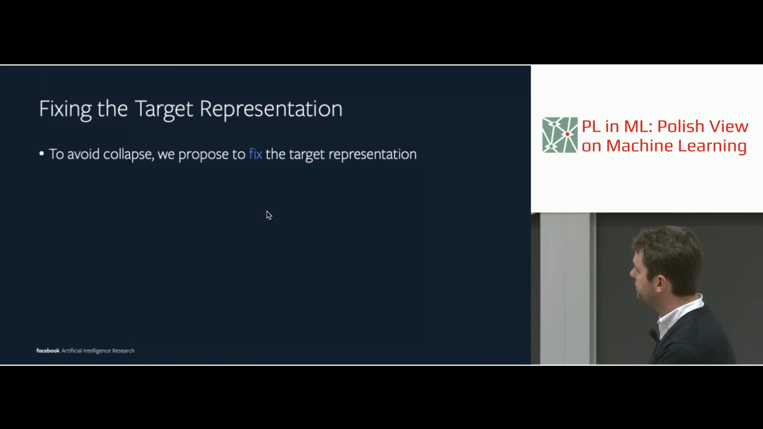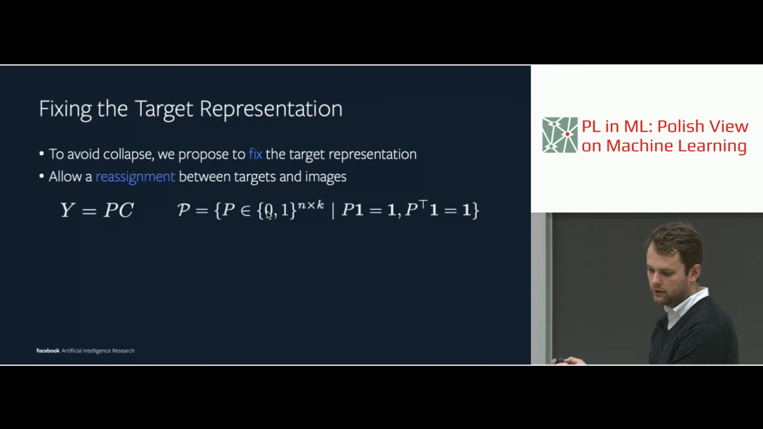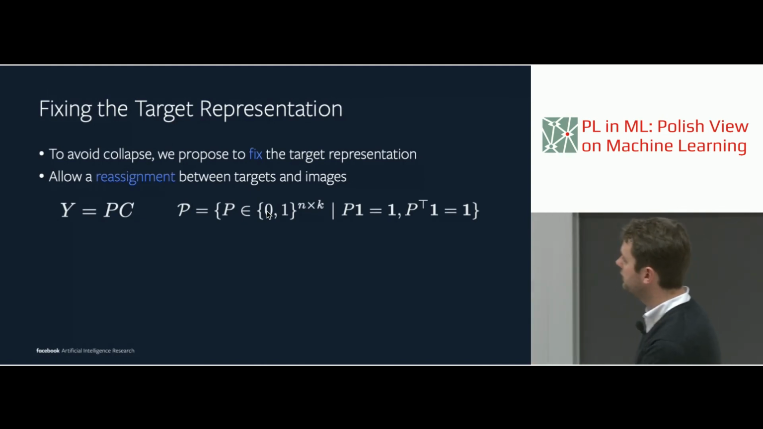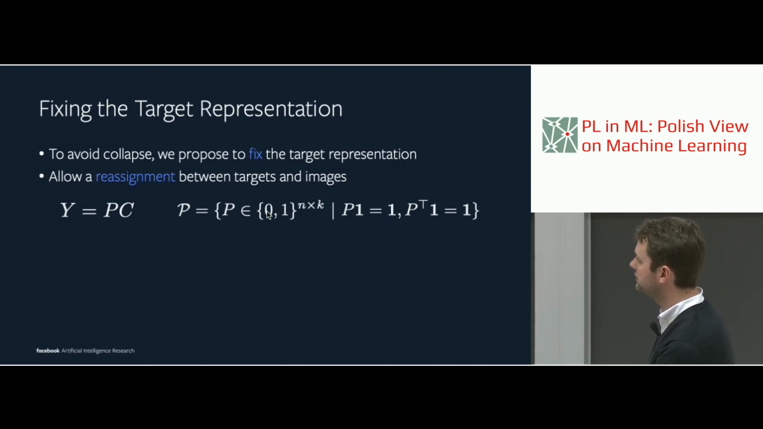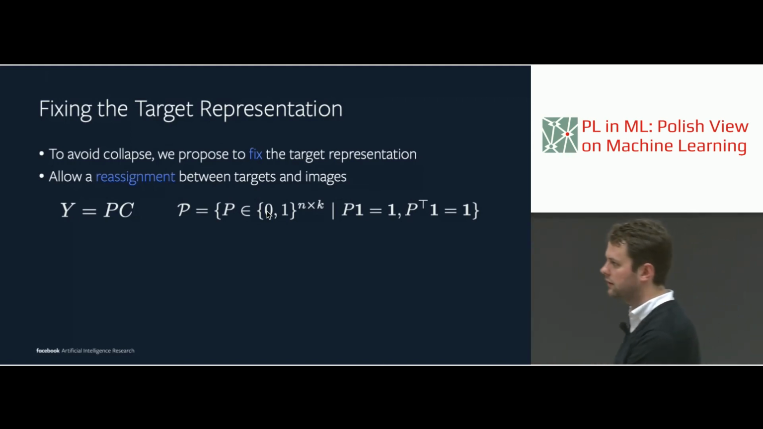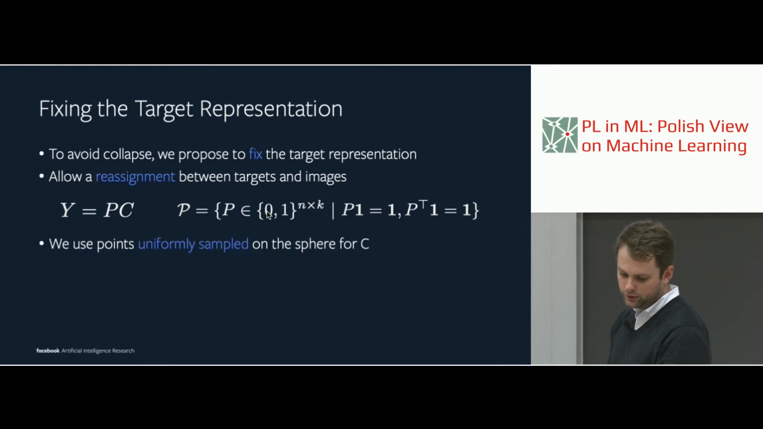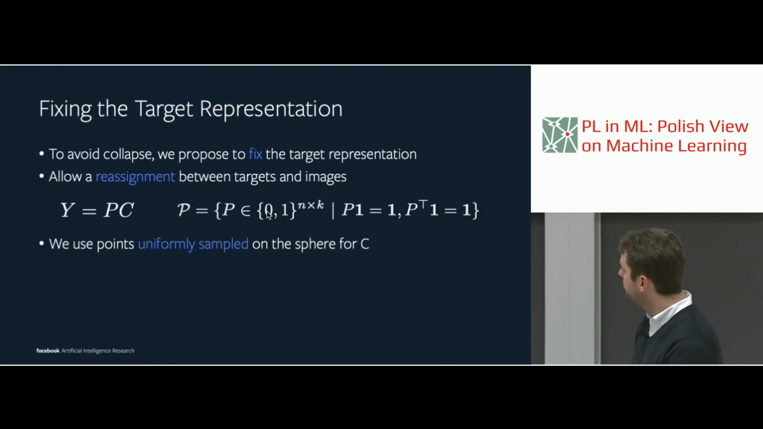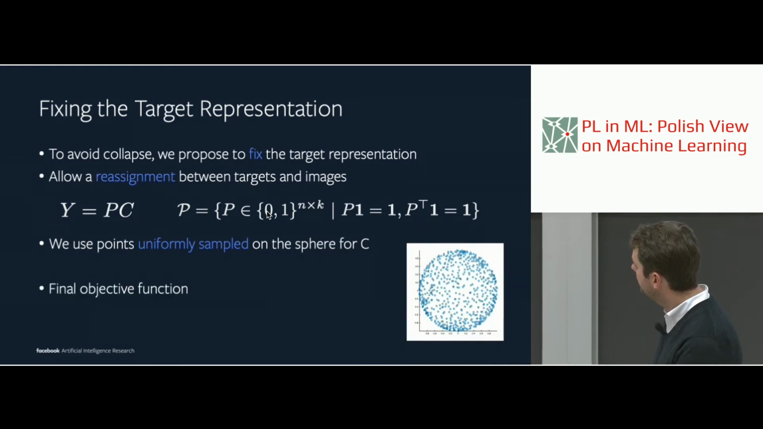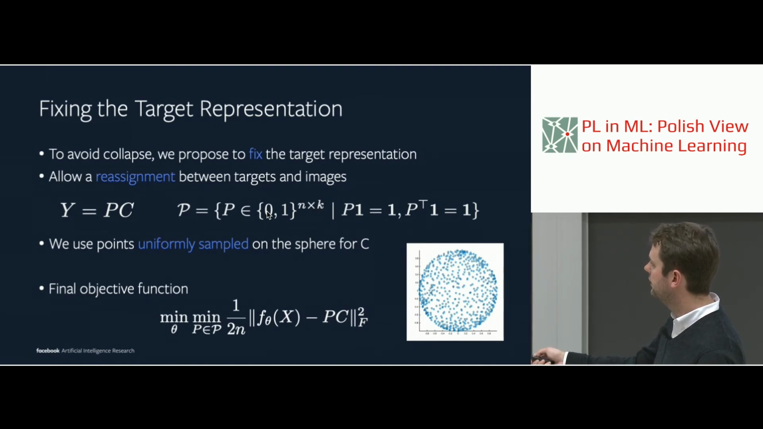So we fix the target representation, and we only allow a reassignment of targets and images. So we write Y as the product of a permutation matrix P times C, which is a matrix that we sample at the beginning, and they are just random vectors on a sphere. So for C, we use uniformly sampled points on a sphere, and the final objective function for this model is the minimization with respect to network parameters of the minimum with respect to the permutation of this kind of thing.